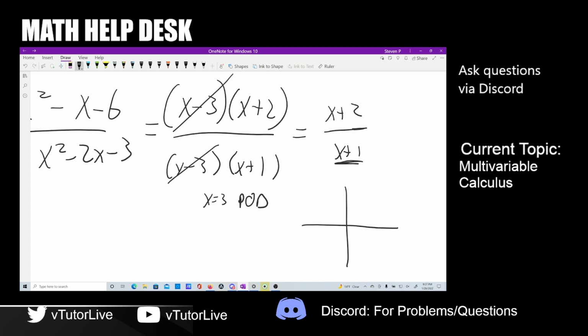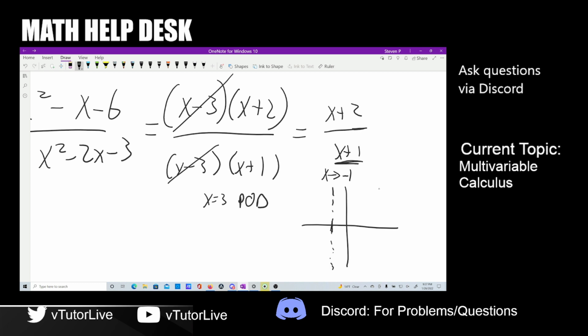So I'm just going to draw out the graph here. But at a glance, it seems like at x equals -1, this is blowing up. Because as x approaches -1 from the left or from the right, it looks like this is approaching infinity or negative infinity. So that's the vertical asymptote.